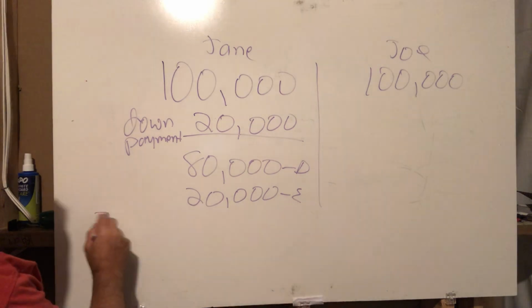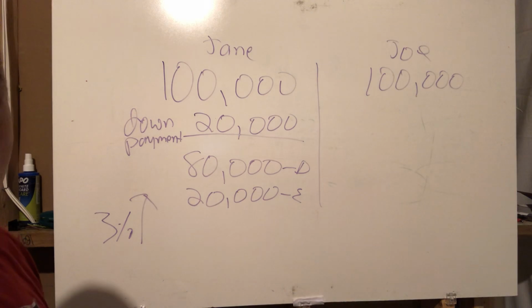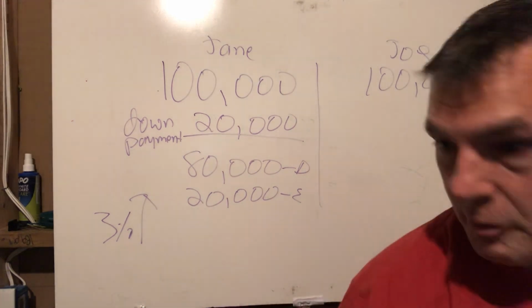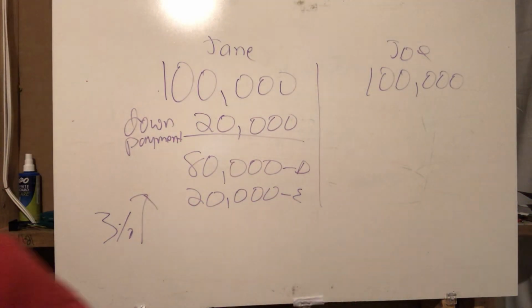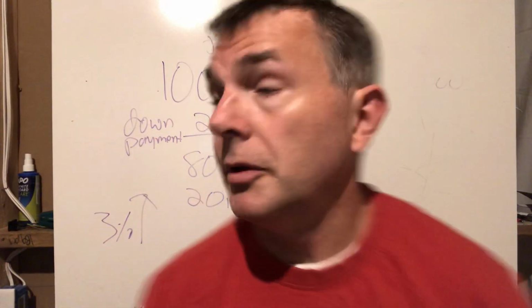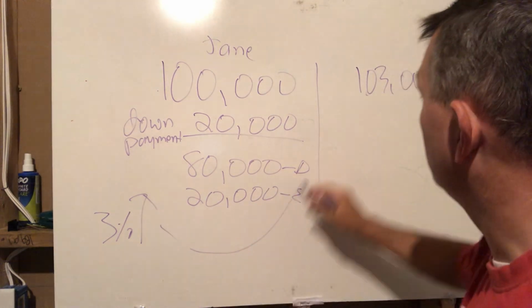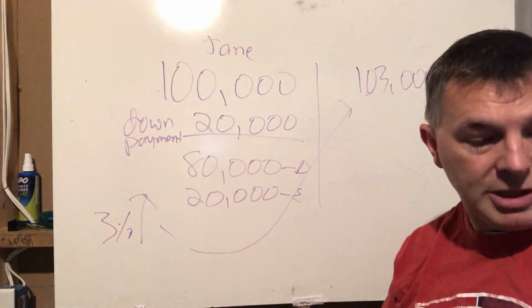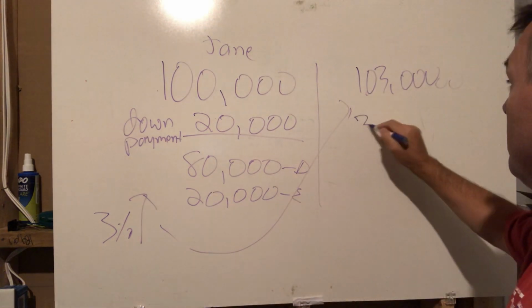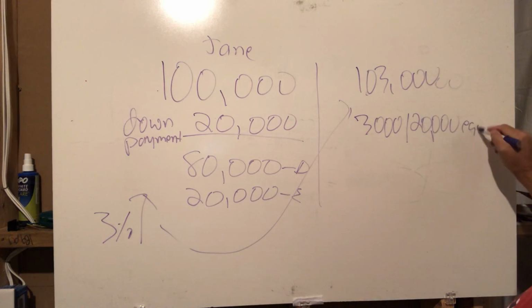If we have a 3% increase in the value of the home, this now goes up to what? Well, actually, let's go over here real quick. I'll change this around a little bit to make it easier, and then we'll go back to Joe. So Jane has a 3% increase in the value of her home. So this will go up to $103,000. So she made $3,000 on $20,000 of equity.